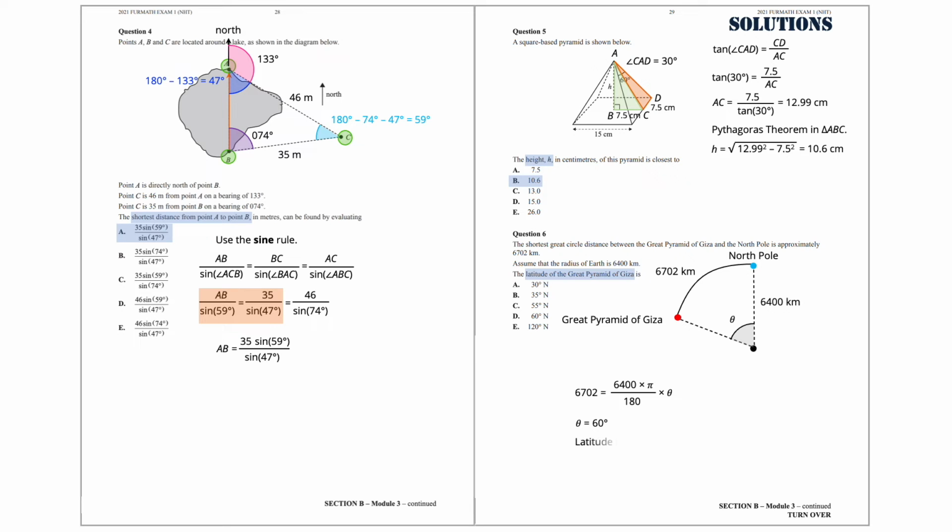Now we need the latitude. The latitude is the angle from the equator. That is 90 degrees minus 60 degrees equals 30 degrees. The latitude of the Great Pyramid of Giza is 30 degrees north. Therefore, the answer we're after is option A.